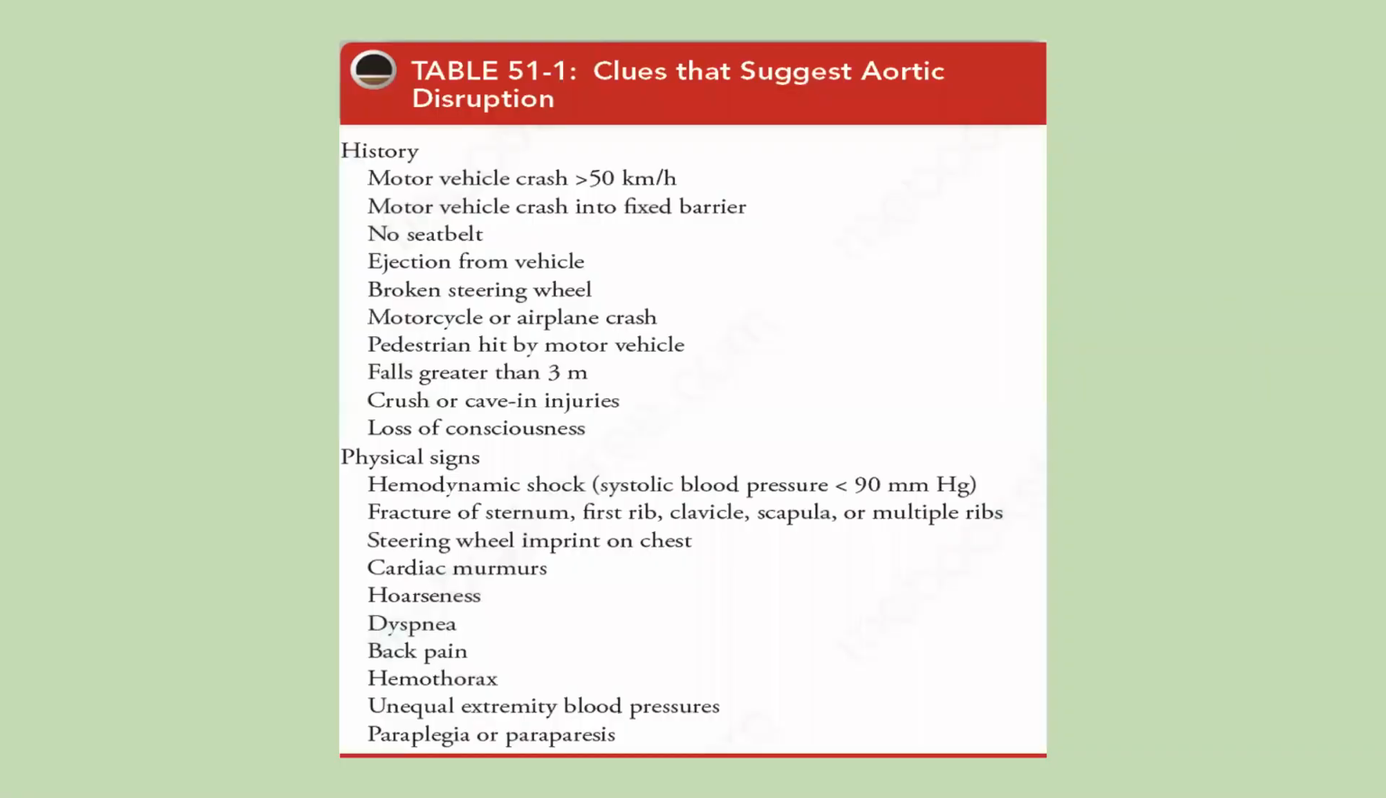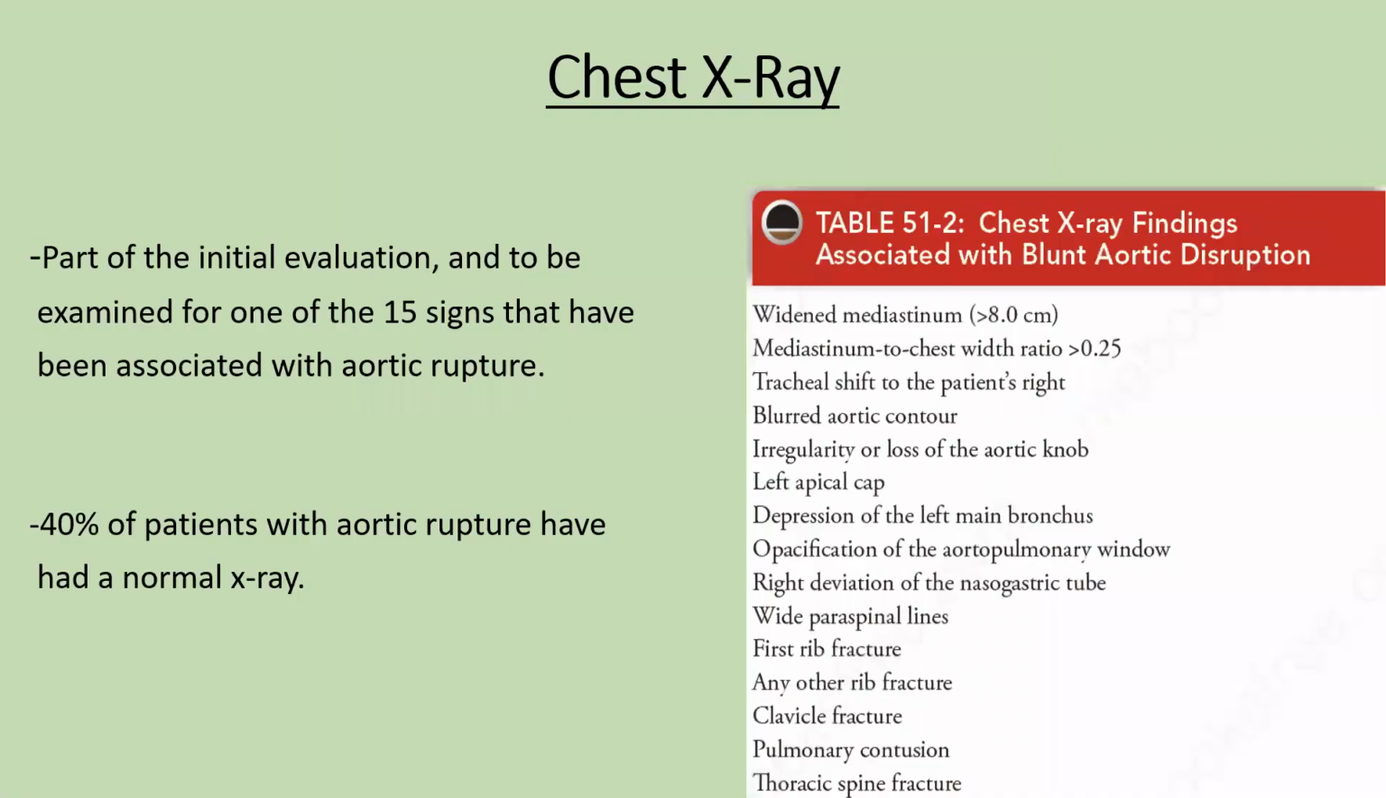So clues suggesting aortic disruption are a history of motor vehicle accidents, ejection from a vehicle, motorcycle or airplane crashes, fall from a great height, or crush or cave-in injury, and loss of consciousness. And the physical signs: when the patient comes with hemodynamic shock, fracture of the sternum, first rib, clavicle, or scapula, cardiac murmur, dyspnea, back pain, hemothorax. These are the most common clues suggesting aortic disruption.